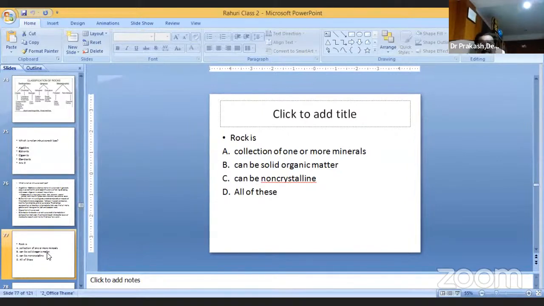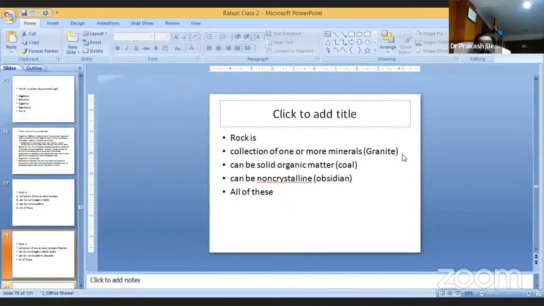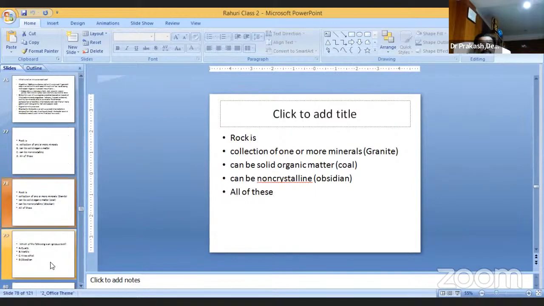Anorthite, something like that. More than 92% carbon is the bituminous coal or anthracite coal, maybe. So there I'm just confused. Please read that, right? Based on carbon content of the materials. Anorthite, sir. Anorthite. Okay, collection of one or more minerals, granite; can be solid organic matter, coal; can be non-crystalline, obsidian. Hence the answer is all of this.